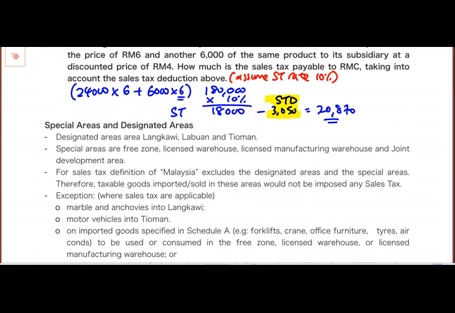Now we have this thing called special area or designated area. Designated area is basically Langkawi, Labuan and Tioman. Special area will be free zone, licensed warehouse, licensed manufacturing warehouse and joint development area. Now, why are we telling you about these areas? Because for the purpose of sales tax, the definition of Malaysia excludes all these areas.